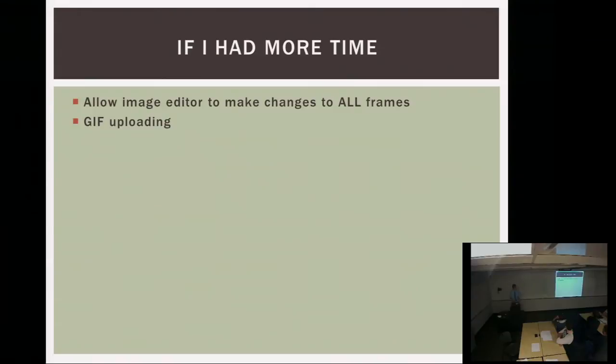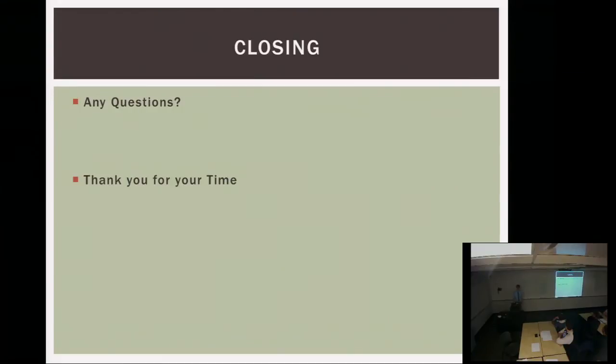And if I had a little bit more time to work on my project, the first two things I would want to do is allow the image editor to make changes to all frames. So if the user wanted to create a subtitle in a GIF, it would do it for every single frame in the GIF rather than have to do each one individually, which would be very time consuming. And then finally, I would like to finish GIF uploading so it didn't just upload the first frame. All right. Thanks for your time. Any questions?